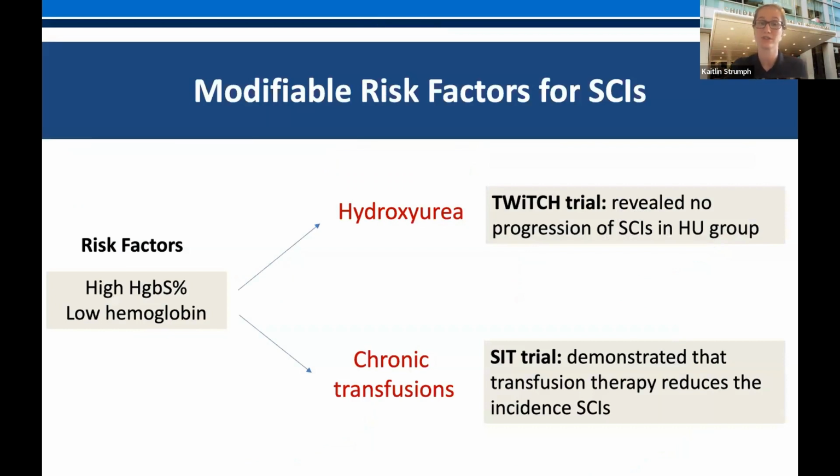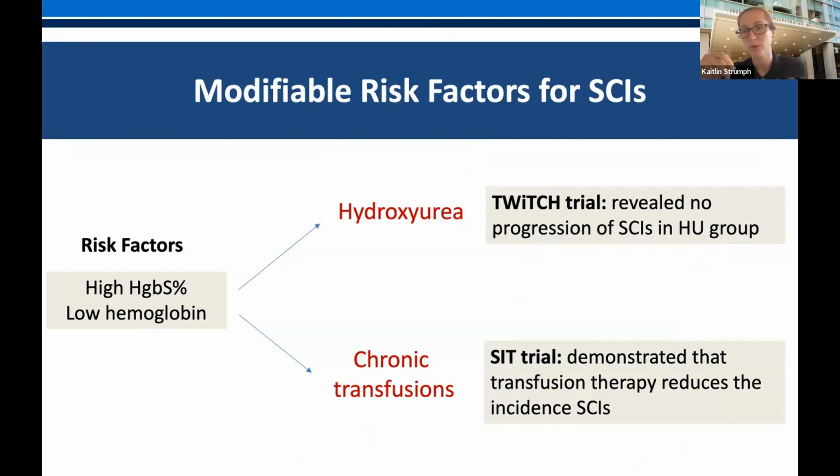So, modifiable risk factors that we can address. Earlier I talked about how high hemoglobin S percentage and low hemoglobin levels can lead to silent infarcts. So what are ways that we can modify those things? Hydroxyurea is obviously the number one medication that we try to start all of our patients on, and we try to start them on it at 9 months old now.